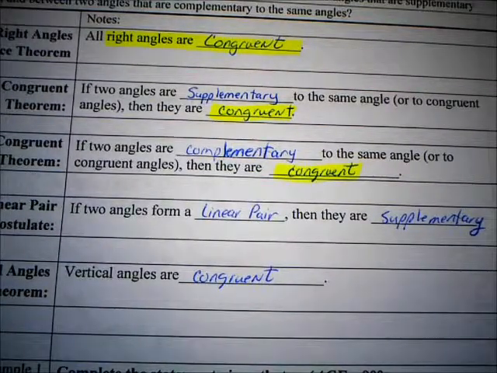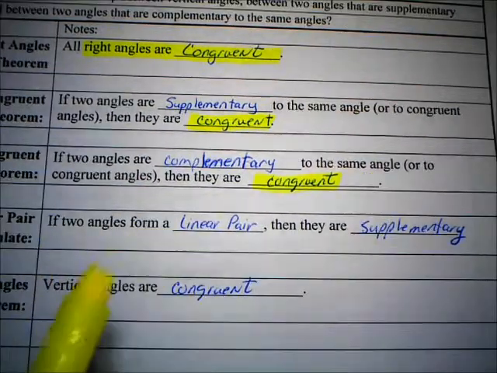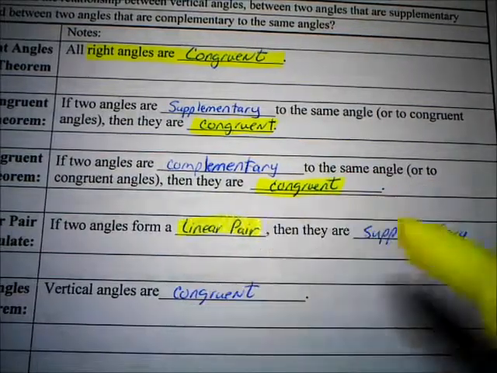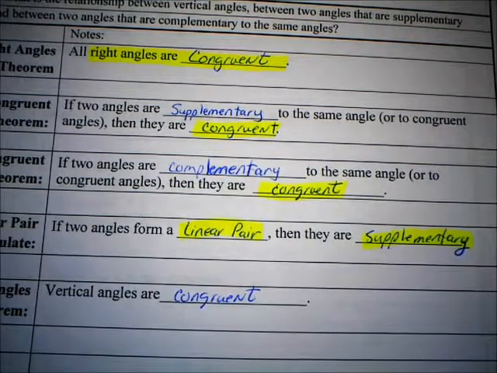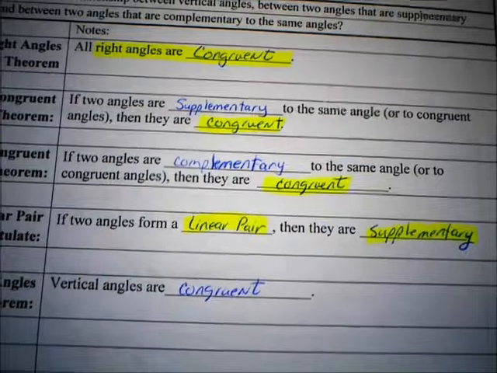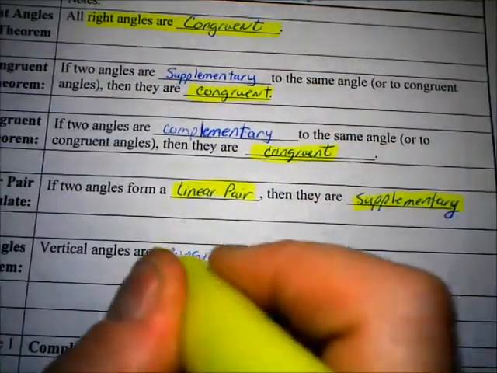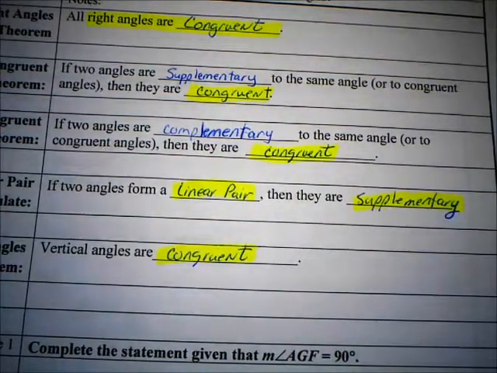And then we have postulate 12. It's the linear pair postulate, and this is what I've been saying all along: if two angles form a linear pair, they are supplementary to each other, so that means they add to 180 degrees. And then theorem 6 says vertical angle congruence theorem, that vertical angles are congruent. So we've got a lot of angles here that are congruent or supplementary, so you've got to pay attention to what types they are.